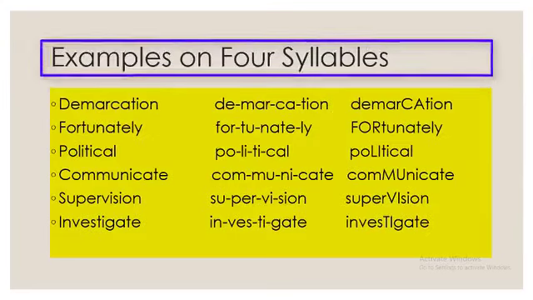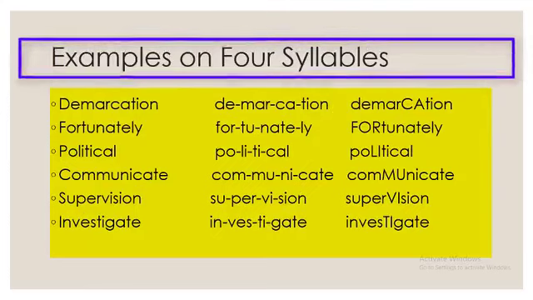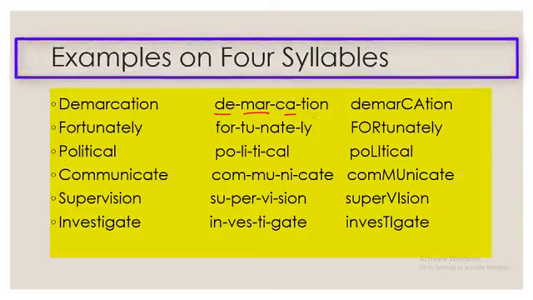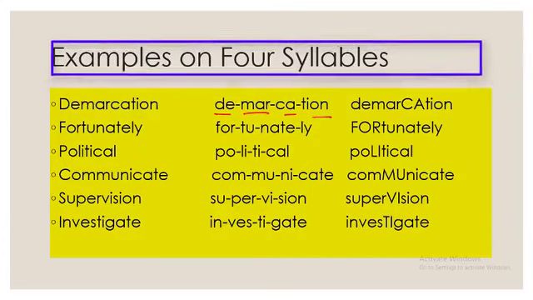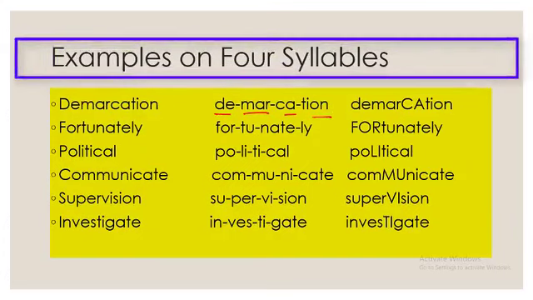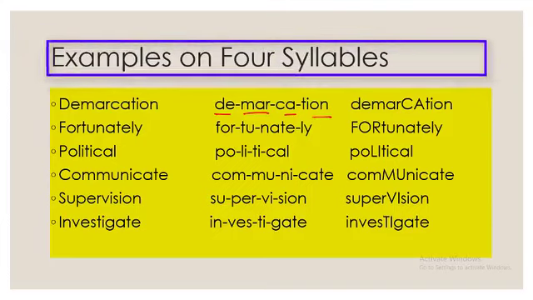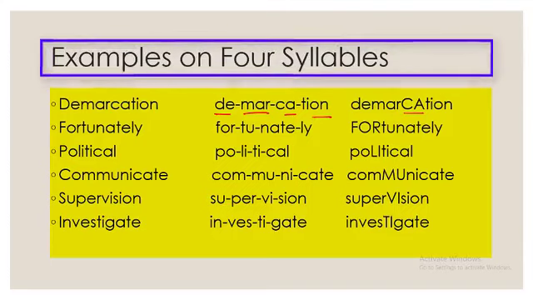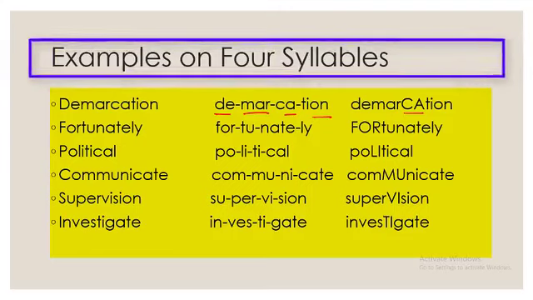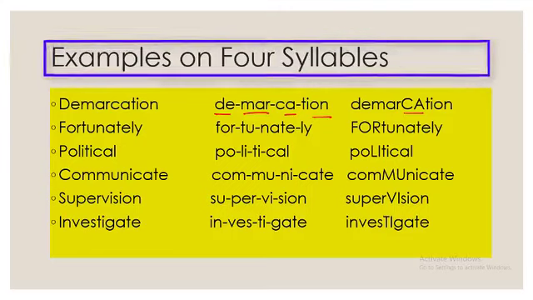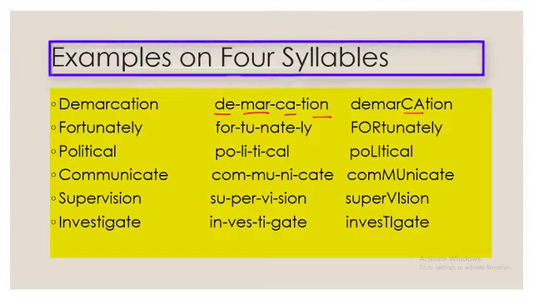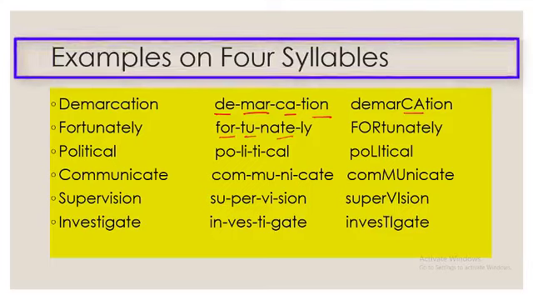So let's take examples. Demarcation. If you look at the first word, demarcation, it shows us that it's a 4-syllable word. But which syllable contains the stress? You see that the one that contains the stress is written in uppercase letters to distinguish it. So it's cation. It is pronounced demarcation. We also have fortunately. Fortunately. You can see that now.